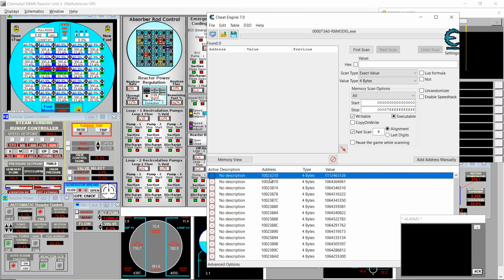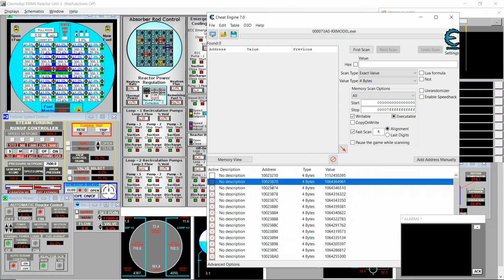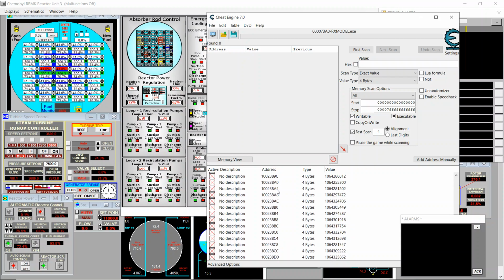These memory addresses were found by Comrade 3DR. It's the 23210, and these are the memory addresses from 23870 with an increase of 4 each to 238D0, 25 addresses in total. I'm still looking for the HEPA filter address using Cheat Engine.